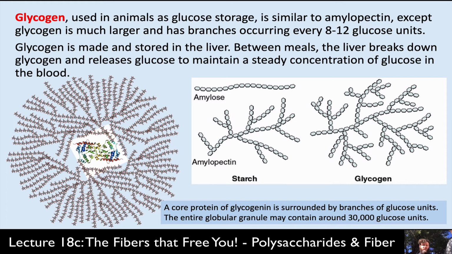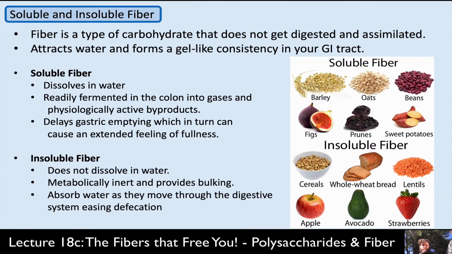Here, this picture on the left-hand side is a picture of glycogen, and all these sugars are attached to a core protein called glycogenin. So a single glycogenin molecule can have as many as 30,000 glucose units attached to it. Pretty huge, actually, in a single granular aggregate of glycogen. All right, so those are the starches.